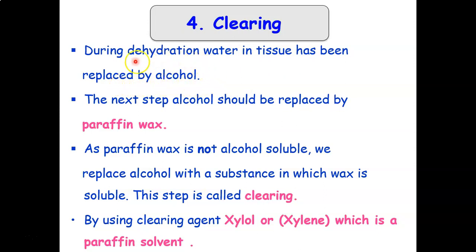Step number 4 in microtechnique: after dehydration of water in the tissue, we have to replace the alcohol by paraffin. But when you get to replace the alcohol with paraffin, you will find that the paraffin wax is not alcohol soluble. What is the meaning of that? The meaning is that the paraffin cannot replace the alcohol. Both of them are not compatible with each other.